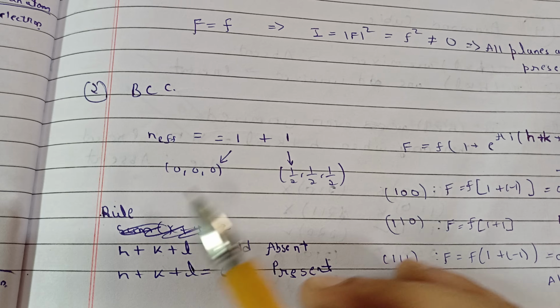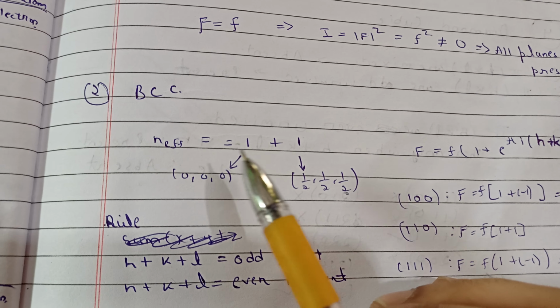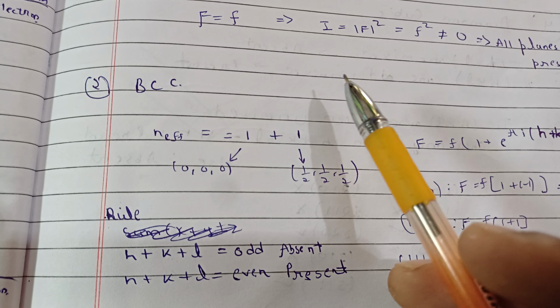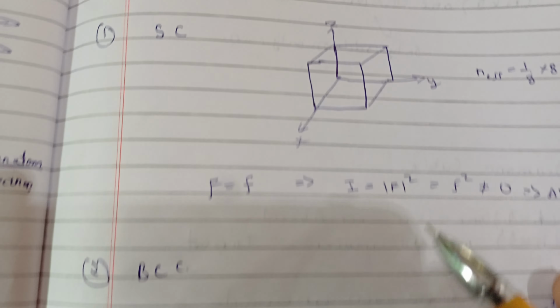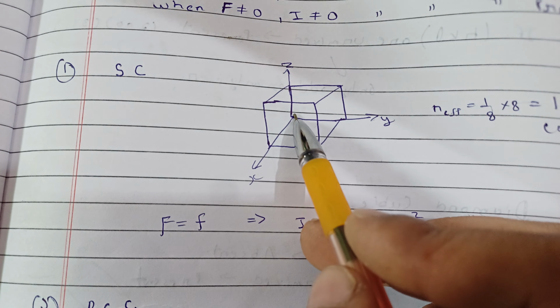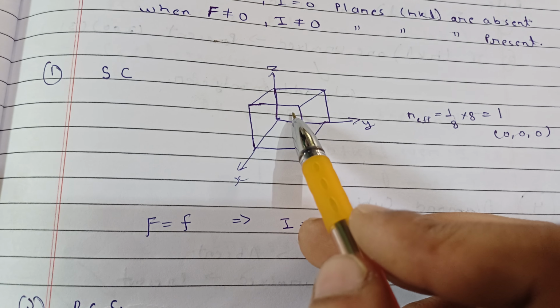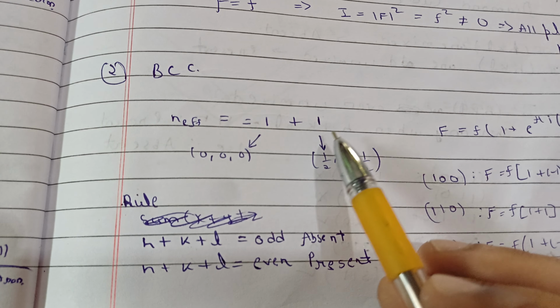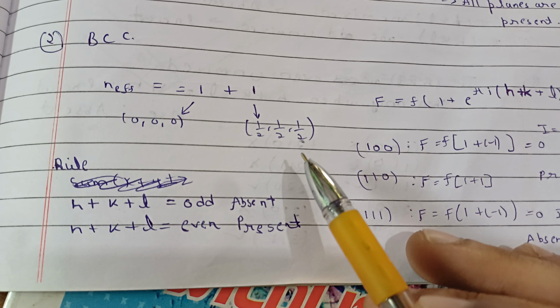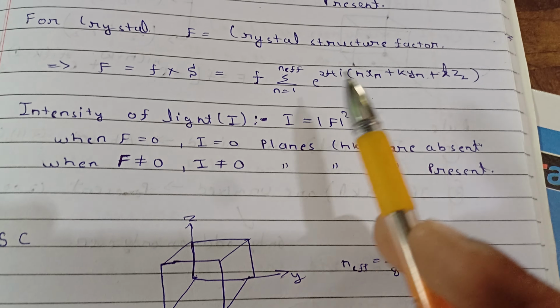If we talk about BCC, the effective number of atoms will be 2. You know in BCC you have 2 atoms, and we assume that one will be at the corner and one at the center. So this will have coordinates 0 0 0, and this will have 1/2 1/2 1/2. These will be the 2 effective atoms. So we will substitute these values inside this expression.